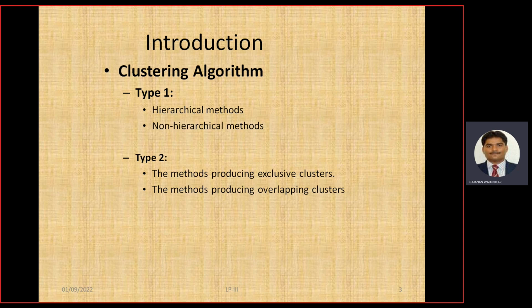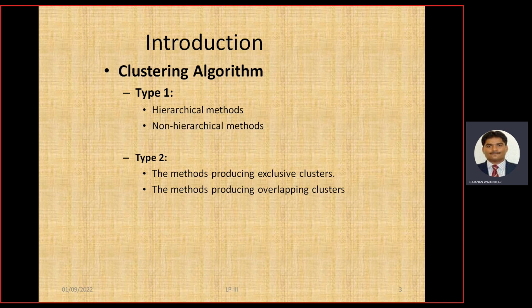Type 1 are hierarchical methods and non-hierarchical methods of clustering. And type 2 is the method producing exclusive clusters. That means a specific object belongs to a specific, that is a single, cluster. And the method producing overlapping clusters means that a single object may belong to different clusters. So that type of clustering is also possible in this case.